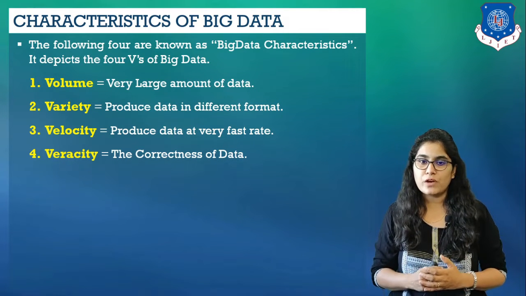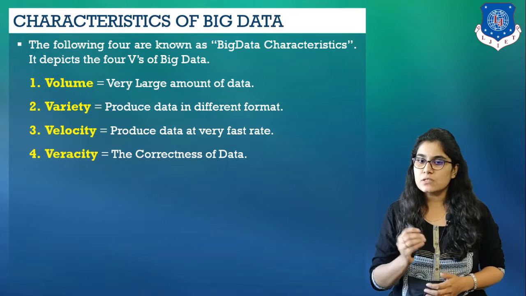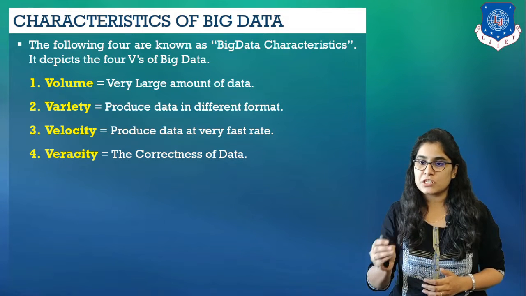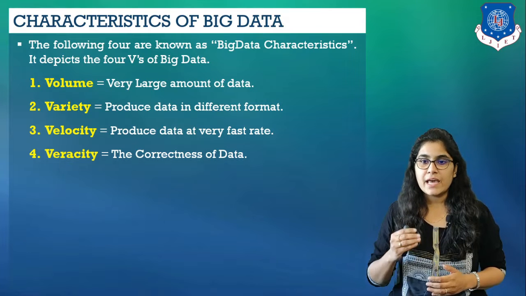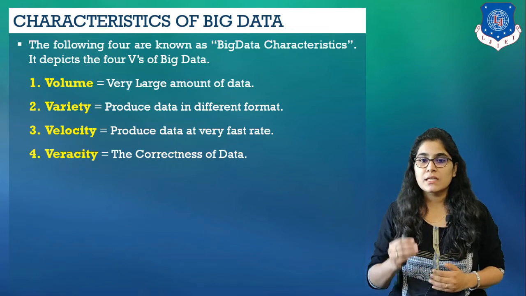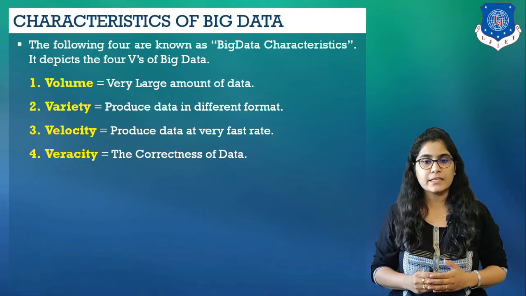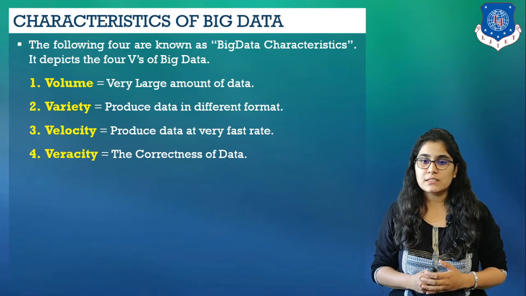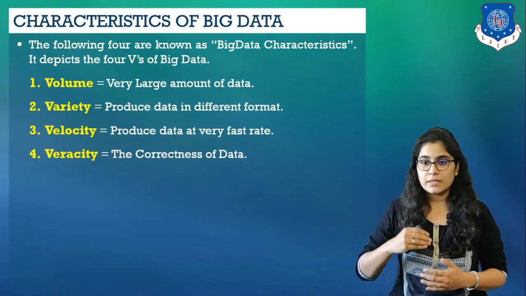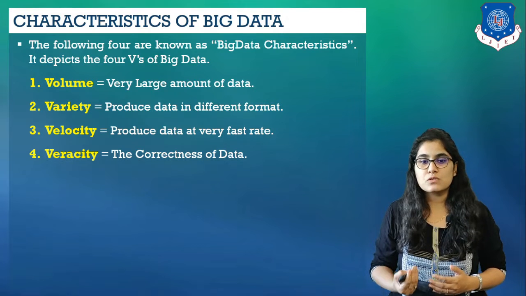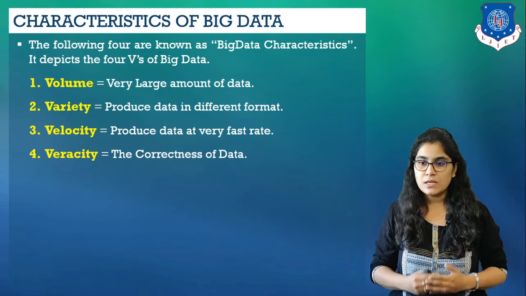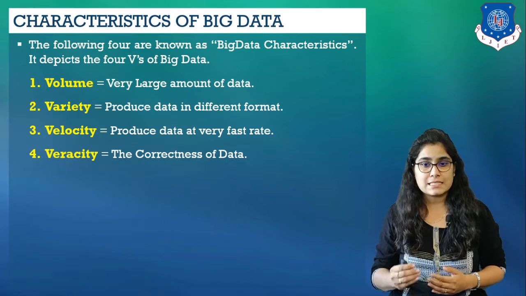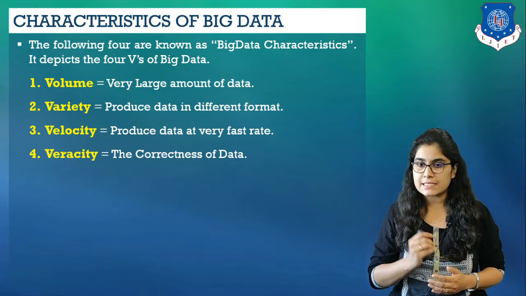Third V stands for velocity. The term velocity refers to the speed of generation of data. How fast the data is generated and processed to meet the demands determines real potential in the data. Big data velocity deals with the speed at which data flows in from sources like business processes, application logs, networks, social media sites, sensors, mobile devices, etc.